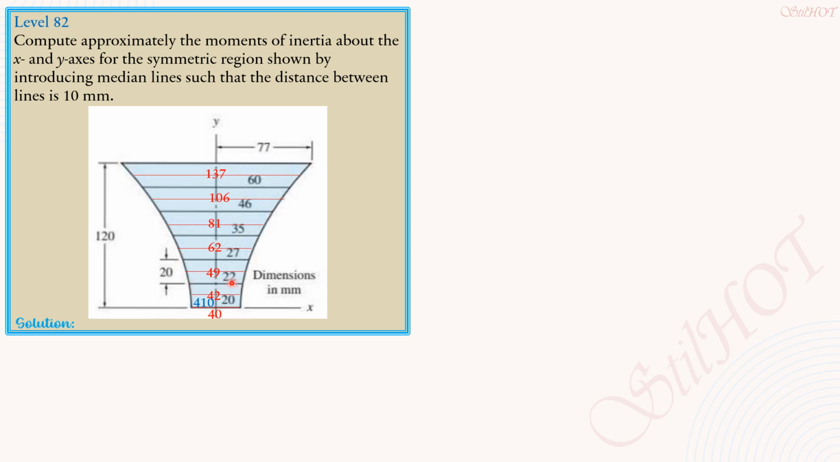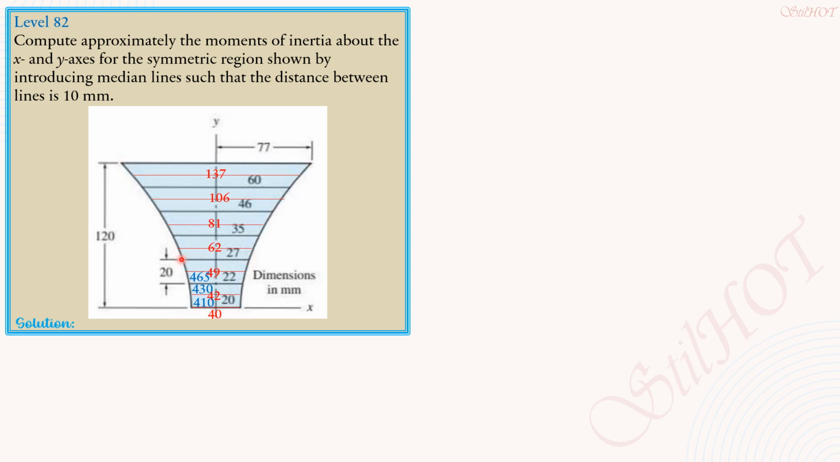This is 44. 22 times 2 plus 42, so 43 times 10, so 430, the area here. 44 and 49 is 93 divided by 2, 46.5 times 10, so this is 465 mm square.